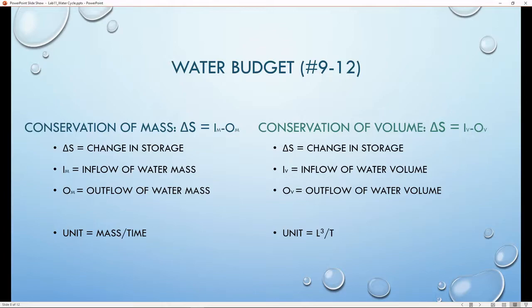Number 12, why would we want to work with a volume rather than a mass? Well, that one's actually pretty simple. If you look at a lake or a stream, it'd be very difficult to actually weigh out how much water is in there. You can't just pick up a lake and put it on a scale, but it is a lot easier to figure out the dimensions of a lake or a stream or any liquid water reservoir and then work with it as a function of volume. So for conservation of volume, the units we'll be looking at will be length cubed over time.